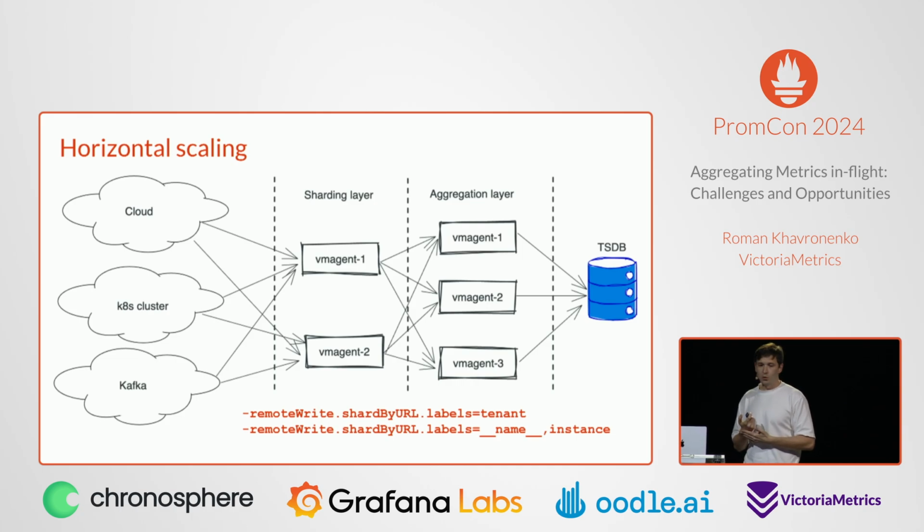Yeah, and a few words about scaling the stream aggregation. So VM agent supports the sharding feature, where you can specify by which labels you want to shard. And that means that you can structure a two-level architecture of VM agents which collect data, and then they shard data across an aggregation layer. And here you make sure that every aggregation VM agent will get its fraction of the data, which can be safely aggregated without collisions.